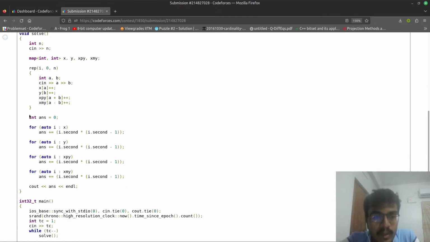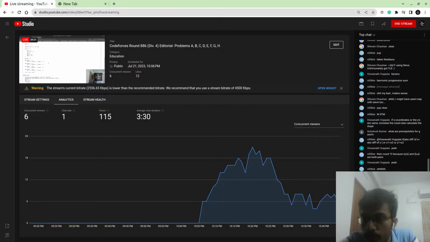After that, I'm initializing a variable called answer. For everything in the maps, I'm doing i.second times i.second minus 1, and outputting that answer over here. So I think the implementation is fairly easy. An O of n squared algorithm clearly might not work; a brute force algorithm of n squared will get TLE. Hopefully that's clear.